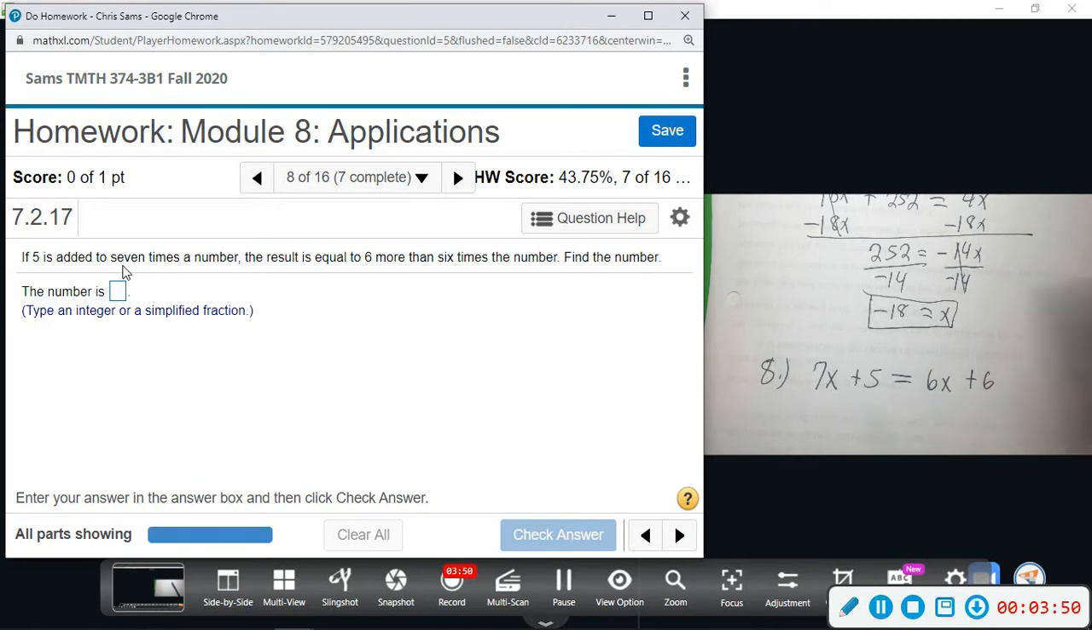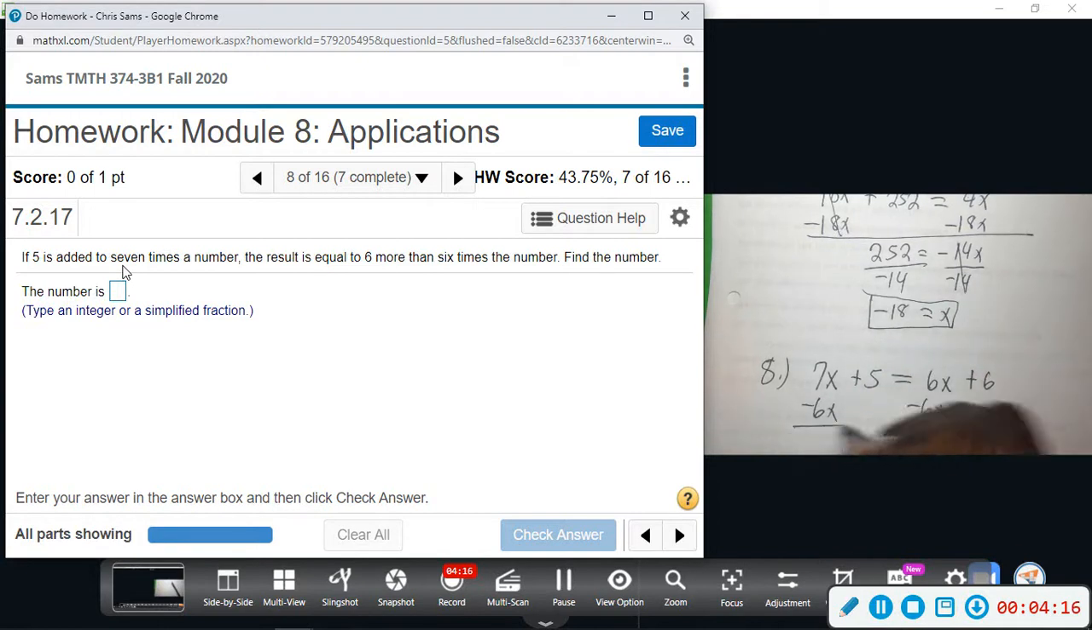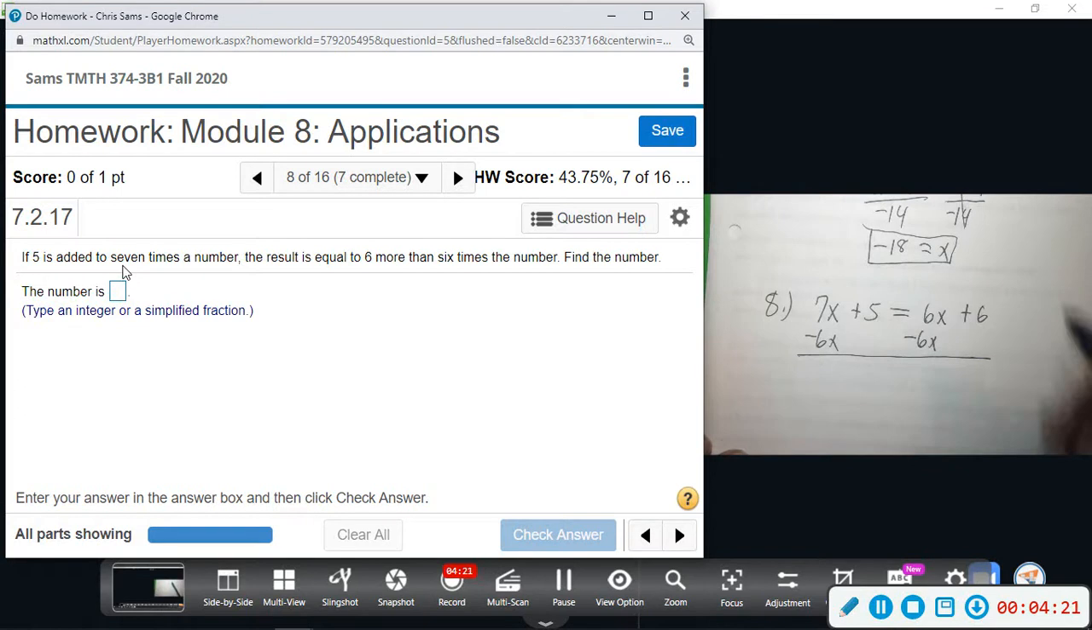Find the number. So just verify again. If 5 is added to 7 times the number, the result is equal to 6 more than 6 times the number. When they say the number, they're referring to the same one. From here we'll solve. We're going to combine the x's by subtracting 6x from both sides. I'm moving the smaller x value so I can stay positive.